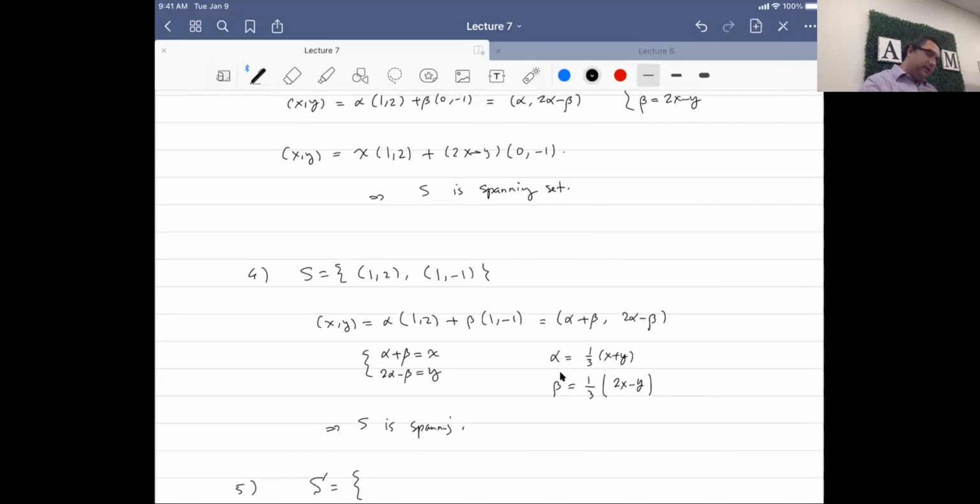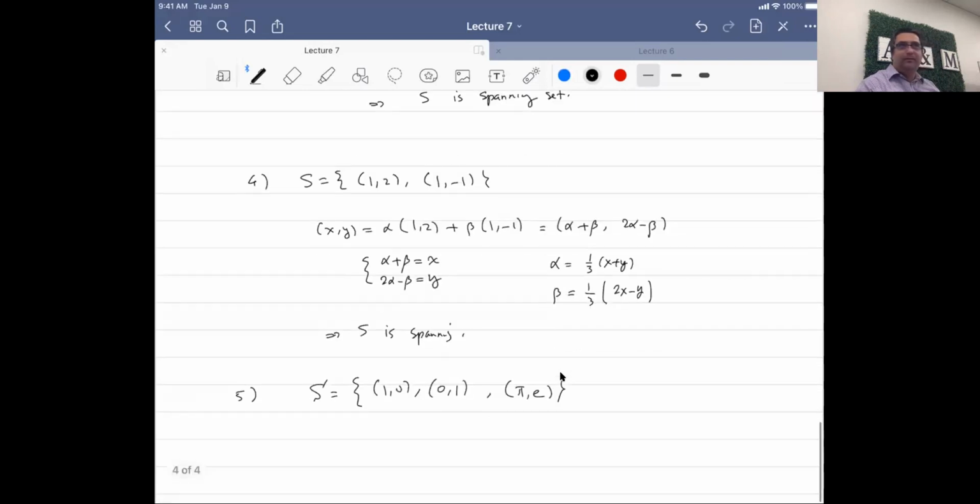Exactly. And why not just the canonical one, and just add anything you want, like (pi, e). This is artificial, but now any vector is x times (1, 0) plus y times (0, 1), and then plus 0 times (pi, e). This is just the linear combination I have in mind. So it's a spanning set. And then we are moving from R3 to R2.